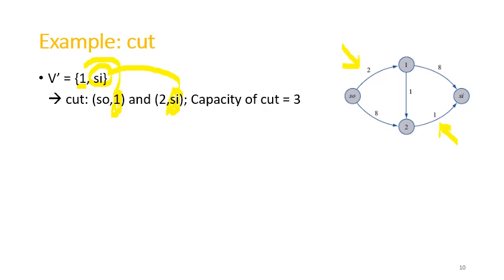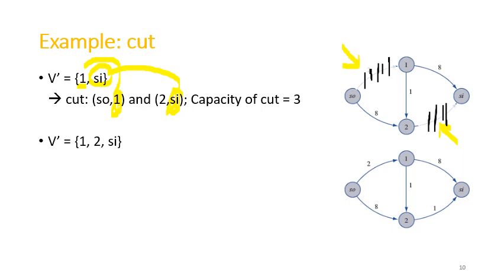And then physically you can see that if we remove those arcs, there is no way that you can travel from source to sink. So I'm taking this arc out. I'm also taking this arc out. And now you cannot travel from source to sink.